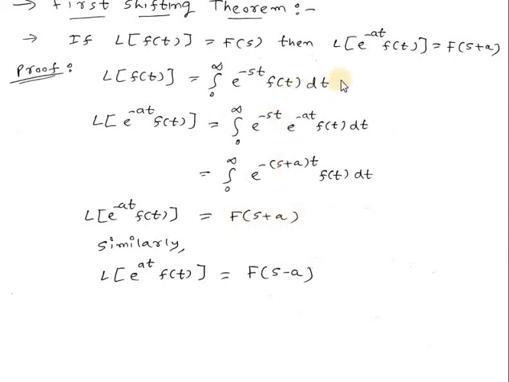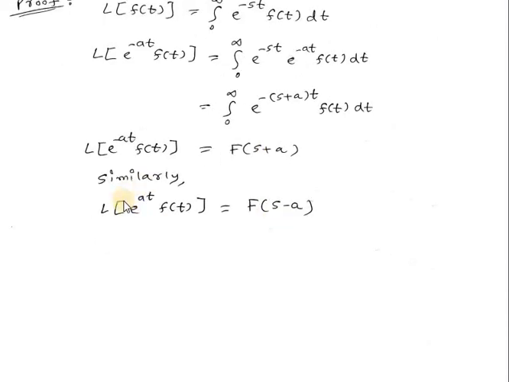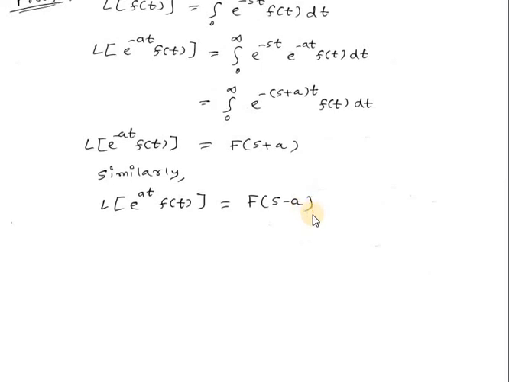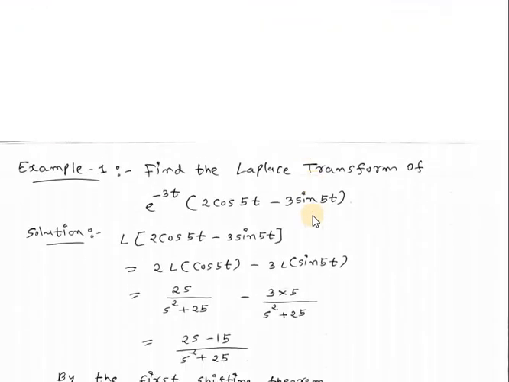Because F of s is integration 0 to infinity e raised to minus st f of t dt. Therefore F of s plus a will be this integration 0 to infinity e raised to minus (s plus a) t f of t dt. Similarly, we can prove Laplace of e raised to at into f of t is equal to F of s minus a. Now let us discuss examples of first shifting theorem.